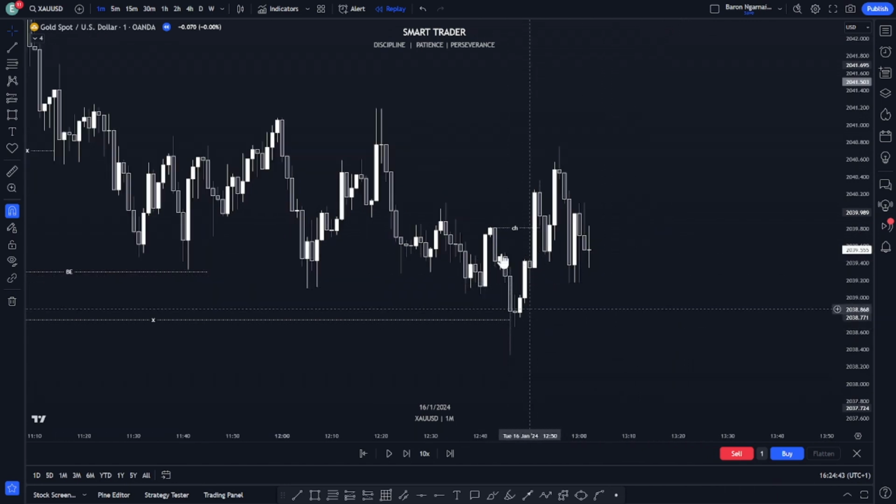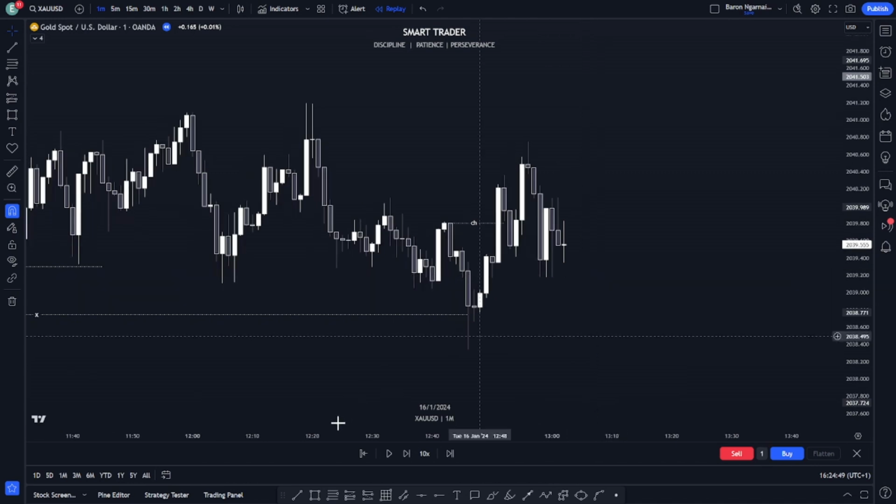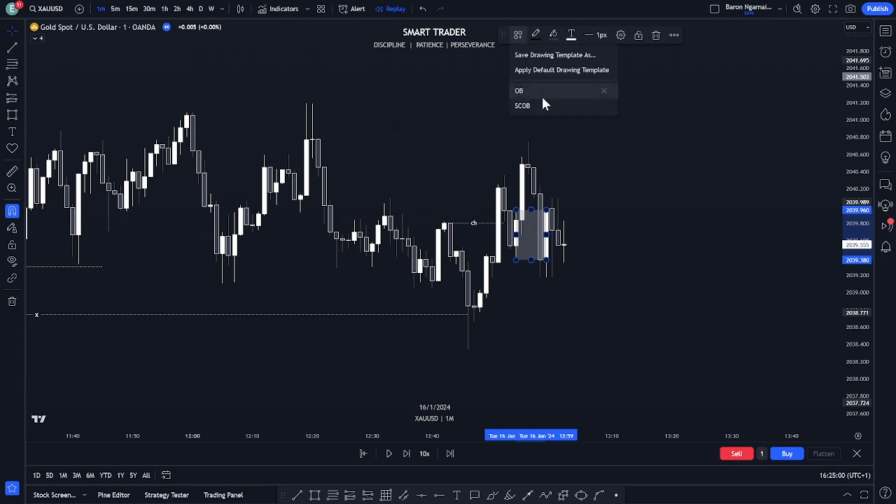Okay, so after that, we see the market has created a change of character, and it has dropped, creating a single kind of order block here. So this will be our valid entry, our valid second entry over here. So this is a single kind of order block. Then we can take a buy here.